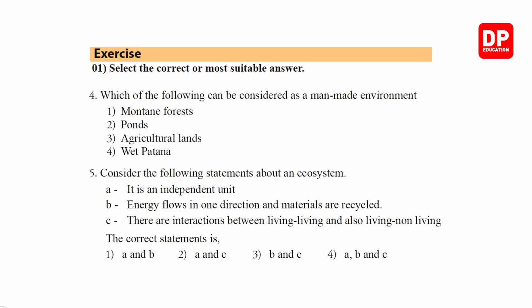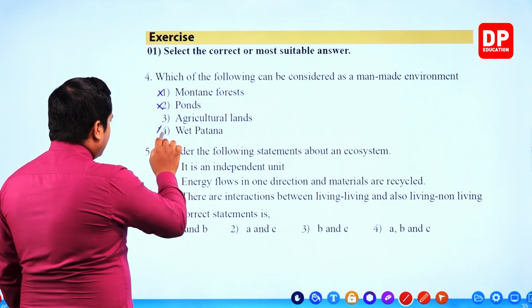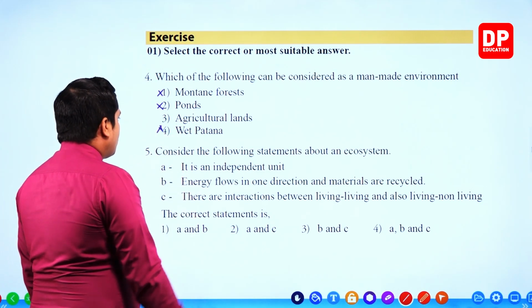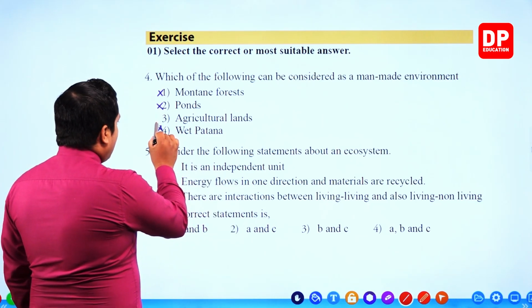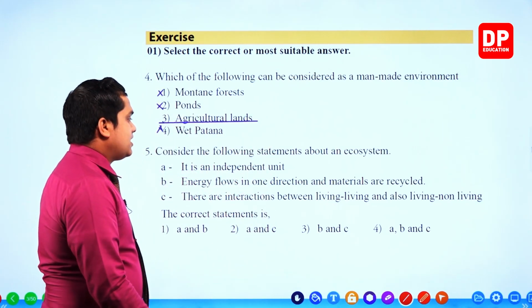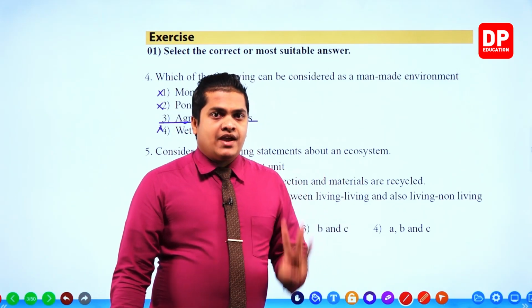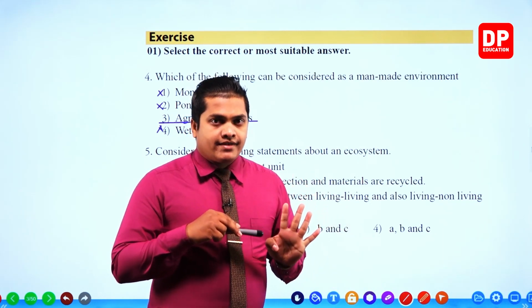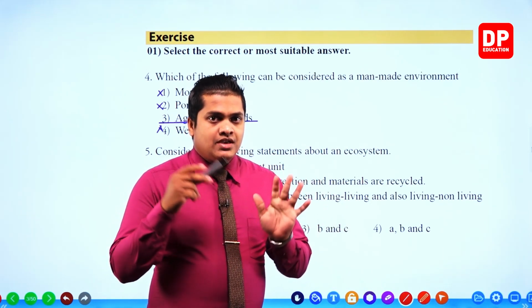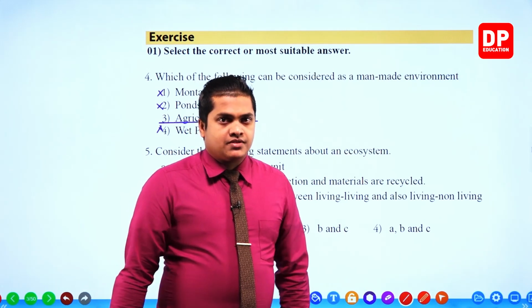Which of the following can be considered as a man-made environment? Montane forest, incorrect. Ponds, agricultural lands, wet pathana. So montane forest, ponds, wet pathana, all of these are not man-made, my dear children. However, agricultural lands are man-made. We discussed there are three types of man-made environments: agricultural lands, human settlements, and industrial environments.